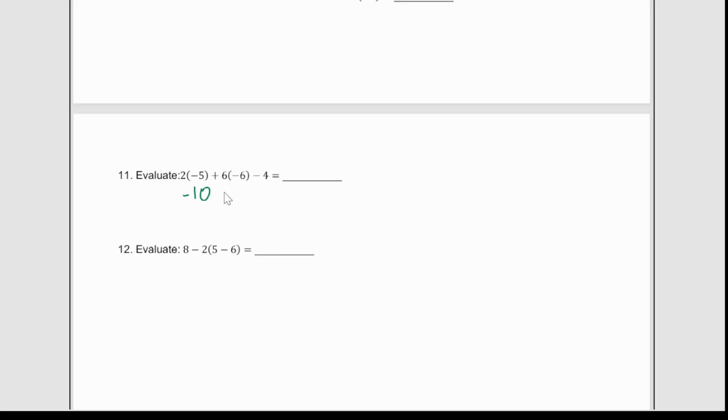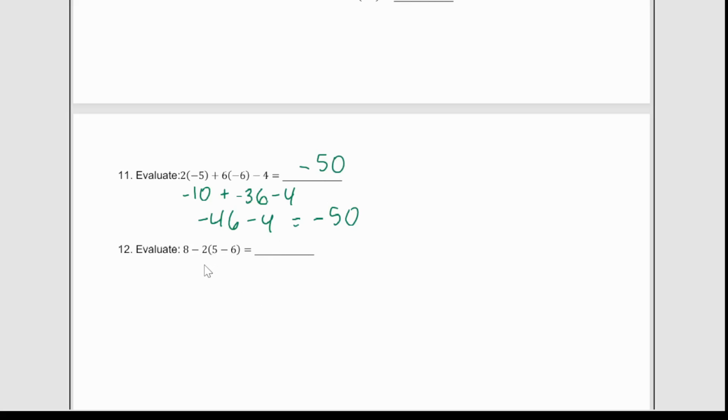Here, if I have 2 times -5, that will give us -10. And then again, we want to do our multiplication first. 6 times -6, those are opposite signs as well. That's going to get us -36. Drop down the -4. Now I can continue moving left to right. -10 plus a -36, so you're getting more negative. That's going to get you -46 minus 4. You are again getting more negative. Already owe $46, owe 4 more. You are now going to be at -50.